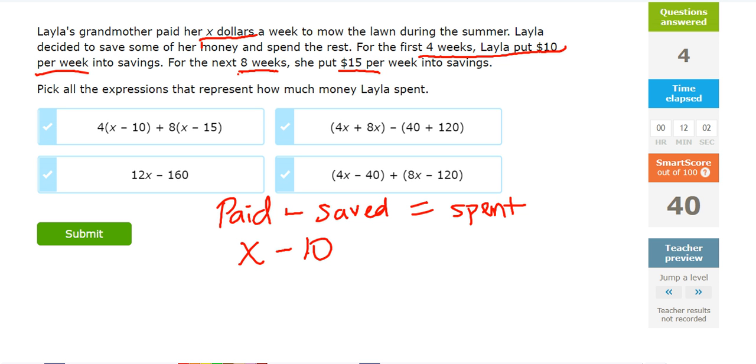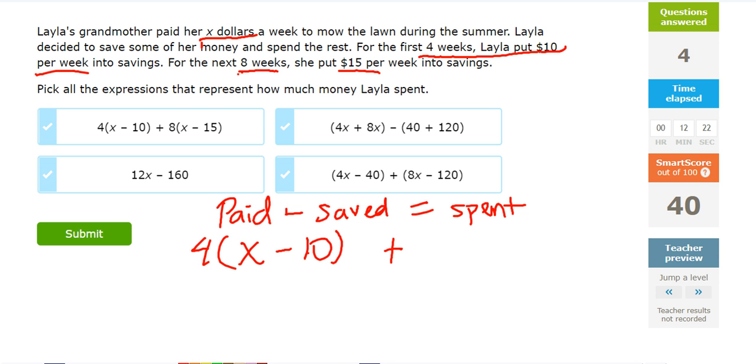That will tell you how much she spent once we find out what X is, but we still don't know what X is. No problem. But since she did that 4 times, that will be 4 times this entire thing. Okay? So that's the first 4 weeks.